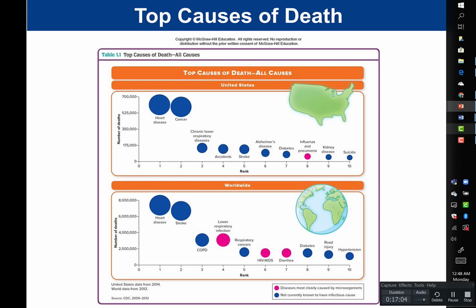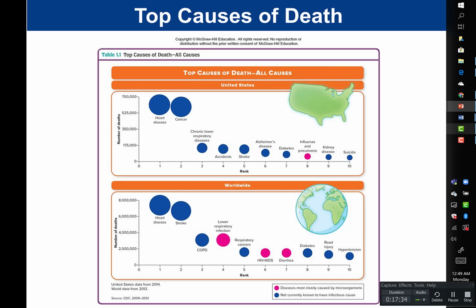Number 8, now we finally see the first infectious cause of disease in the United States. So now we have our influenza and our pneumonia. Those are infectious causes of disease. And then we have kidney disease followed by suicide. That one always surprised me, that the number 10 cause of death in the US is actually suicide. That's pretty crazy.